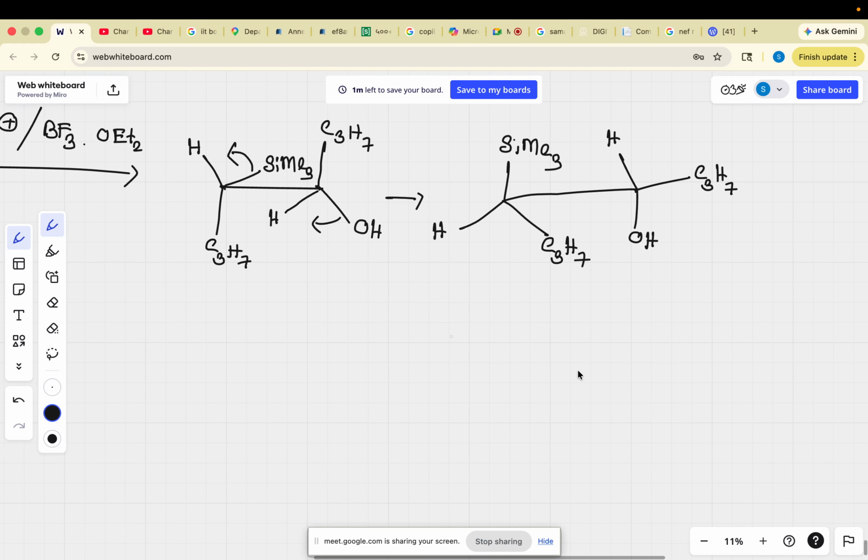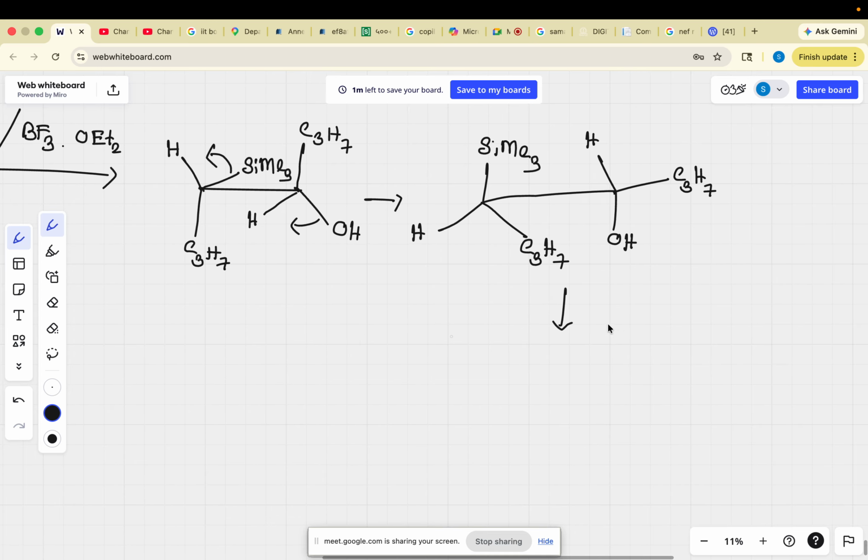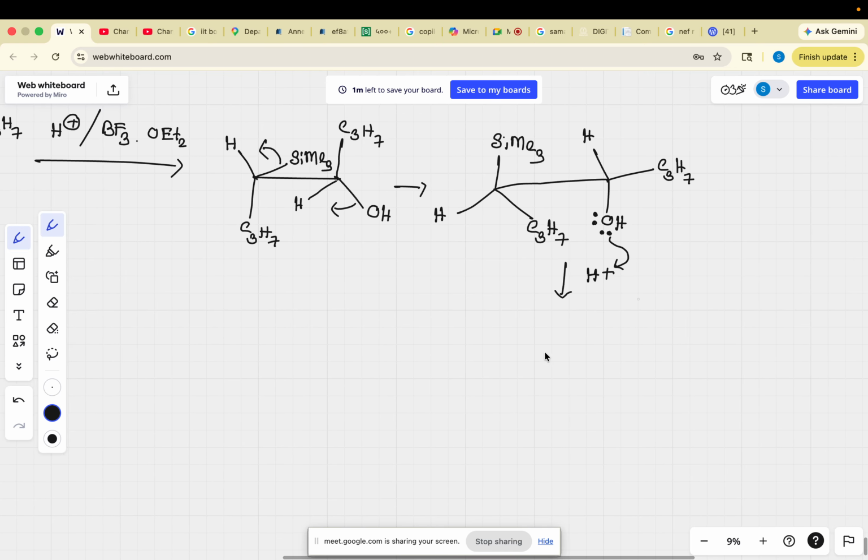Now what is the reagent we are giving here? H plus in presence of BF3, right? So if I give H plus here, what will happen? Water release. So OH will abstract the proton. So here you have SiMe3. This side I have what?